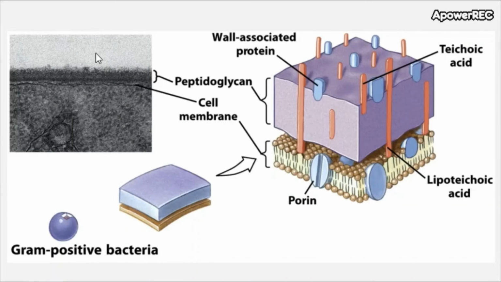So in this electron microscope image, we can see here's this thick peptidoglycan, here's this cell membrane, and here's the cytoplasm.